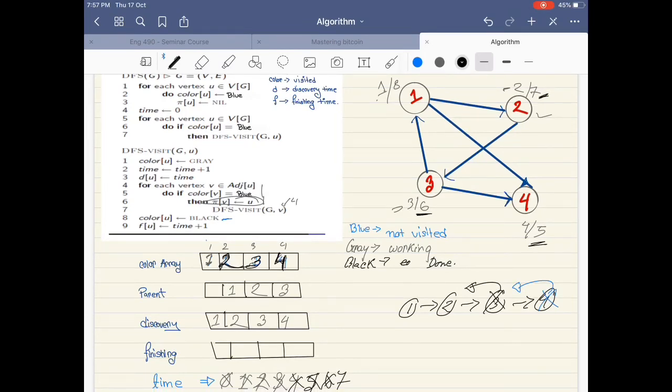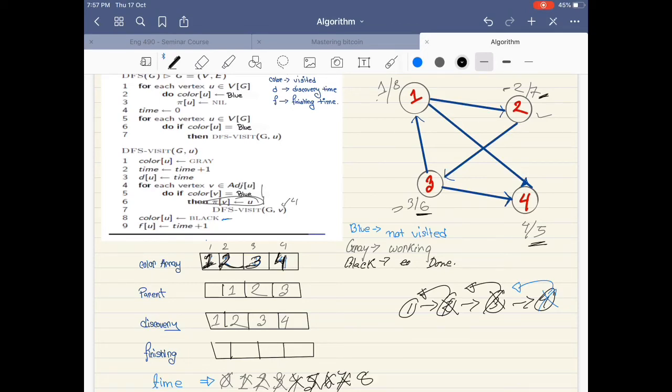we go back. So who called 2? 1 called 2. So we go back to 1. So we worked with 2, right? The adjacent of 1. So we are done with 2, and we only have 4. But is the color of 4 blue? No, it's not blue. So we're not going to consider this, and not going to go into this loop. So we come here and we make 1 black and increase the time by 1, which is 8 here.